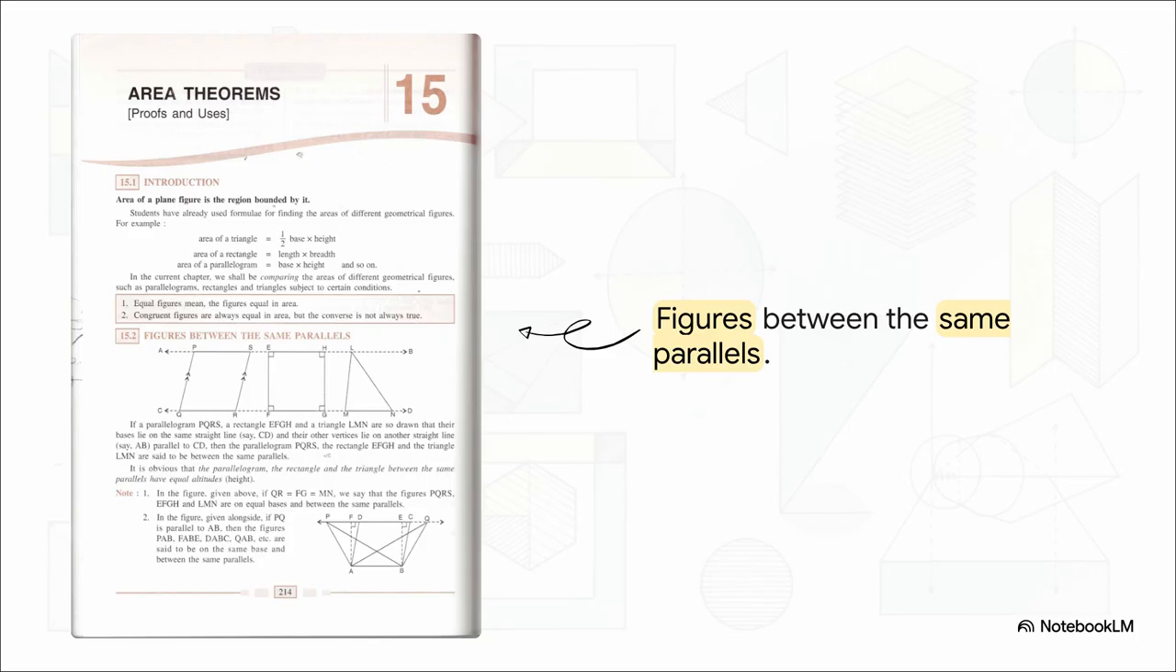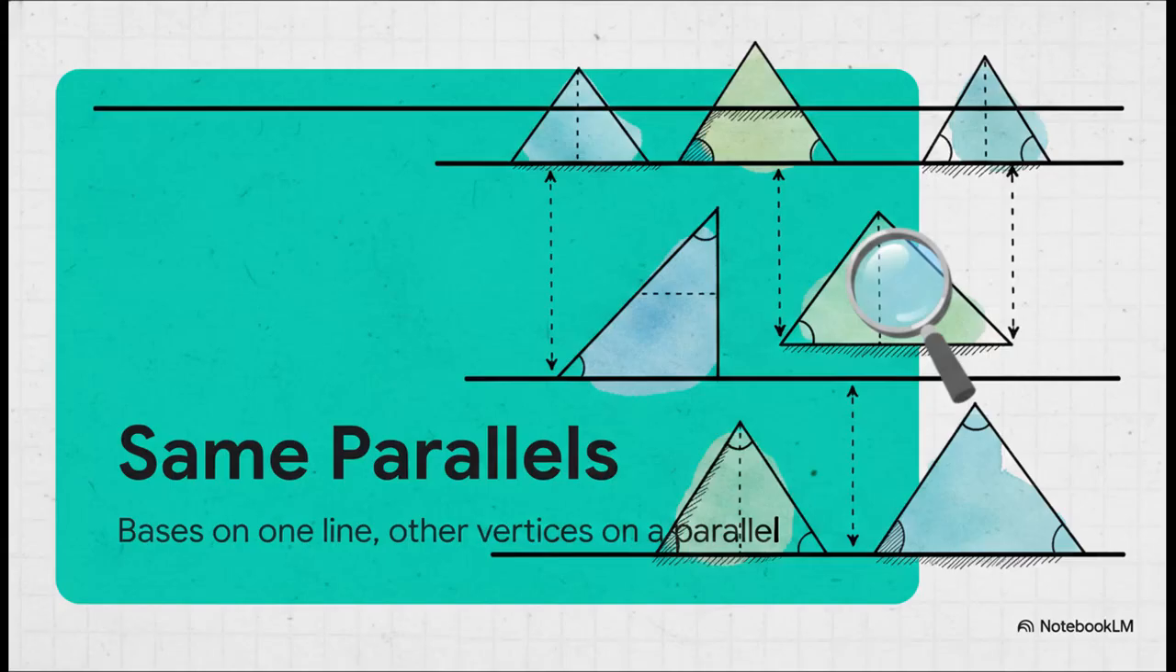straight tracks. Now, when figures are drawn so their bases sit securely on one straight line and all their top vertices touch another line that's strictly parallel to the first, we say they are between the same parallels. And why does that matter? Well, because whenever figures are locked between these tracks, it's a mathematical guarantee that they all share the exact same altitude or height. It literally doesn't matter how far to the left or right they lean. Their vertical height is completely locked in.